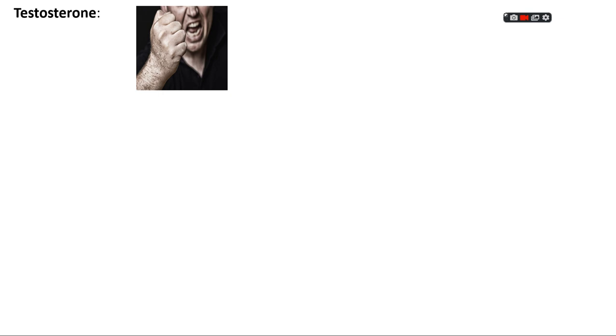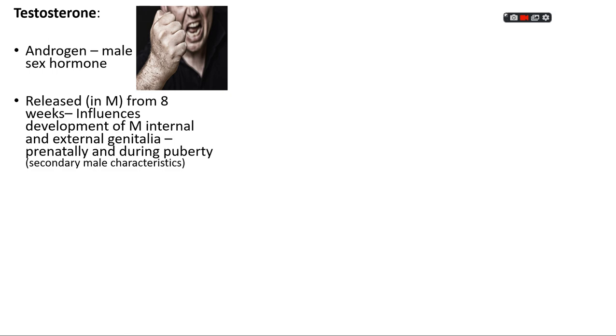So by being male, that obviously has an impact on the hormones that are produced. The common male hormone, or androgen hormone, is testosterone. As we saw on the previous diagram, testosterone is released in the male before the male is even born. So from 8 weeks of development, testosterone is being released around the body of the developing embryo. And that obviously influences the development of the male internal and external genitalia. So we talked about it changing the gonads into testes.